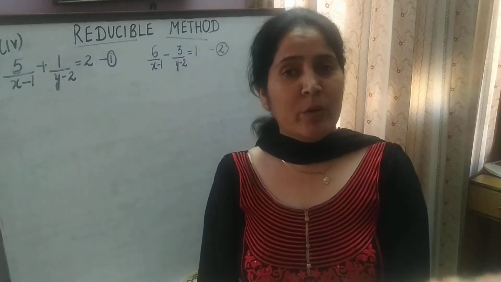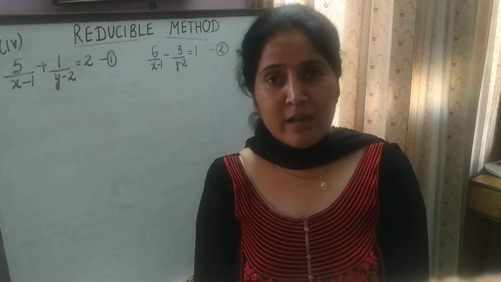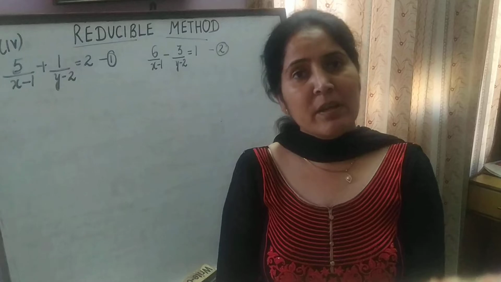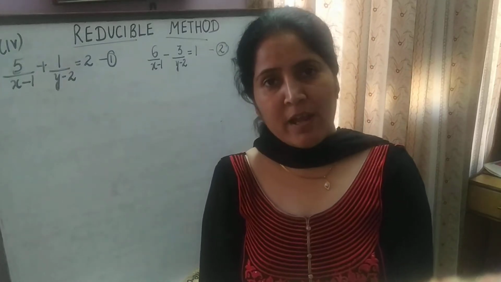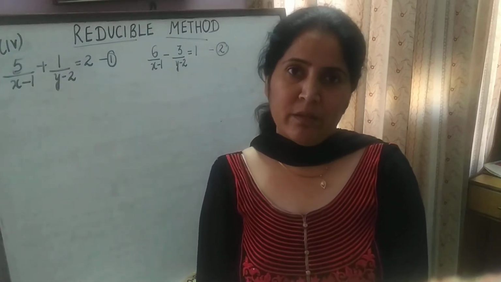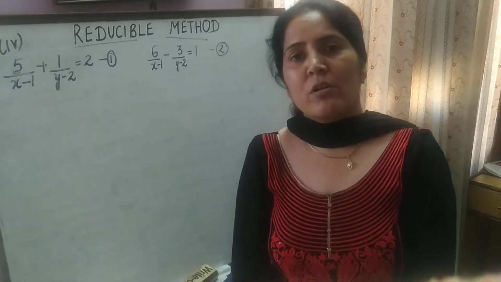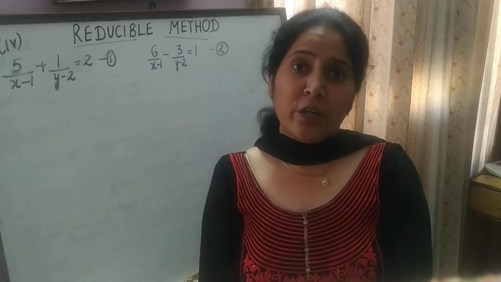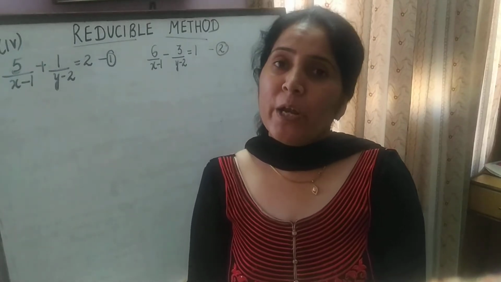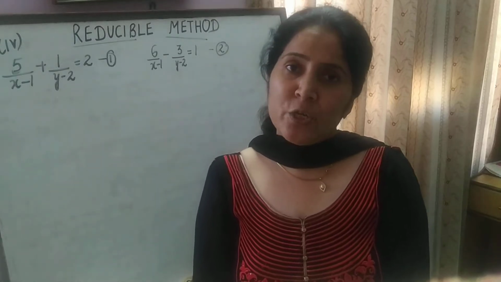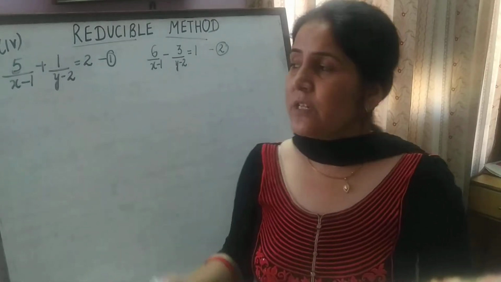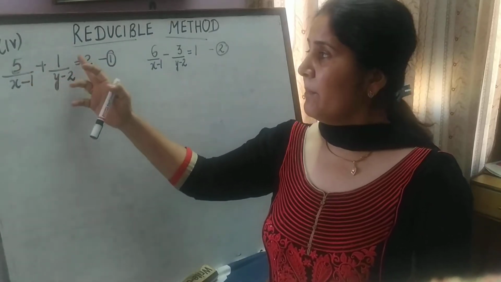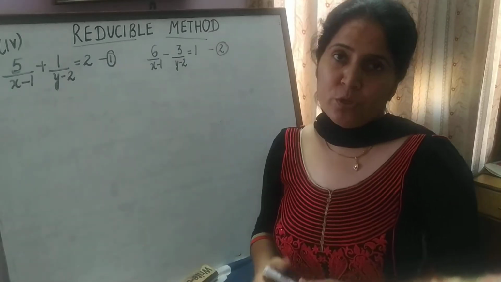In my last video, we did the cross multiplication method, and in this video, we are going to do a new method that is called the reducible method. So the question arises, first, what is the reducible method? Sometimes we come across many equations which are not linear, but they can be reduced to linear equations by doing some substitution. To understand such a type, I have written one example on the board, that is 5 upon x minus 1 plus 1 upon y minus 2 is equal to 2.